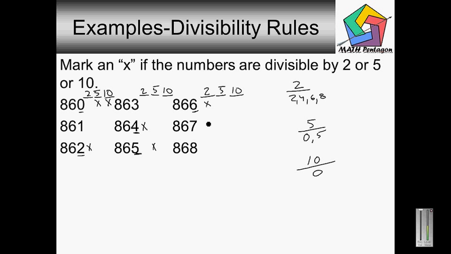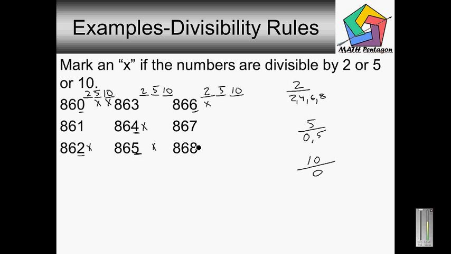Is 867 divisible by 2? No, because 7 is not an even number. Is 867 divisible by 5? No, because it doesn't end in 0 or 5. Is 867 divisible by 10? No, because it doesn't end in 0, so you don't put anything there.